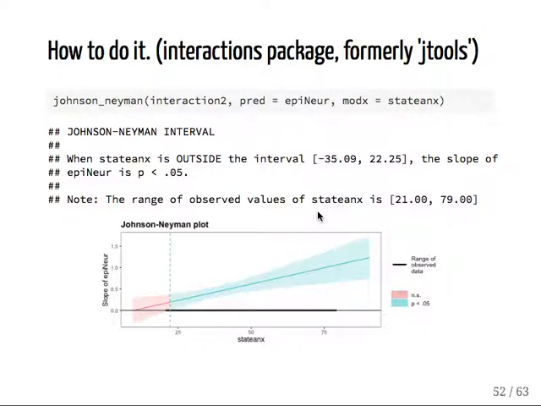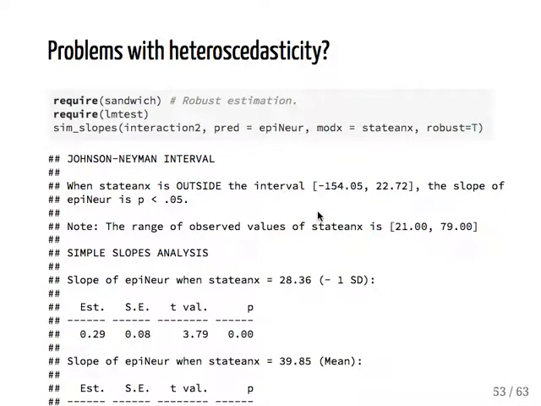Because it also plots what data you actually have and what data you don't have. Suppose you remember that you have this assumption of homogeneity of variance. In regression, it's heteroscedasticity. So there's also a way to do it in a robust way. We can get robust estimation for simple slopes by adding robustness, and then we don't have to worry about heteroscedasticity in our data. And then you can see the results change after you do that.